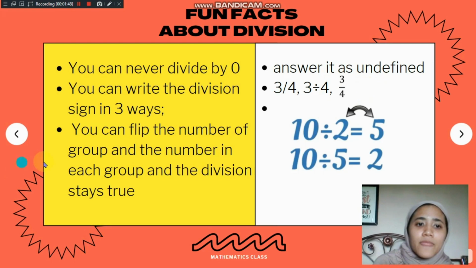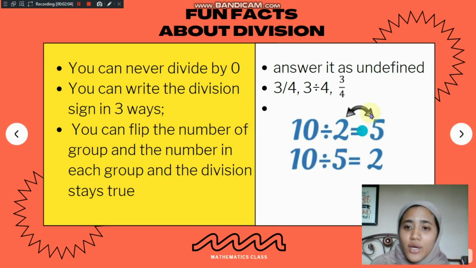Okay? The last fact about division is you can switch the number of groups and the number in each group, and the answer of the division will stay the same. For example, 10 divided by 2 equals 5. But when you switch the 5 with the 2, the answer is the same. When 10 is divided by 5, it is equal to 2.